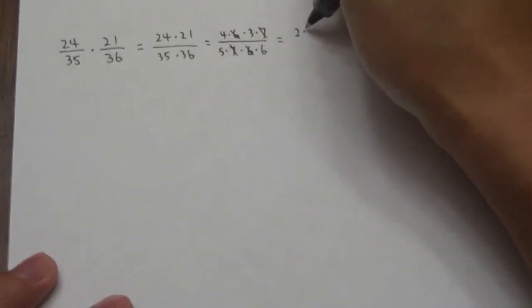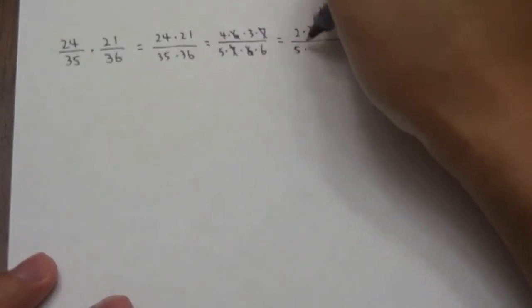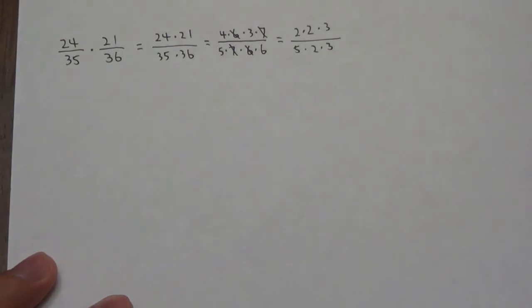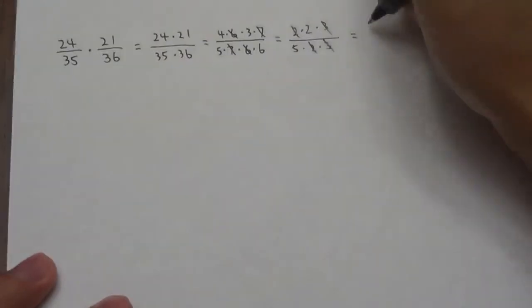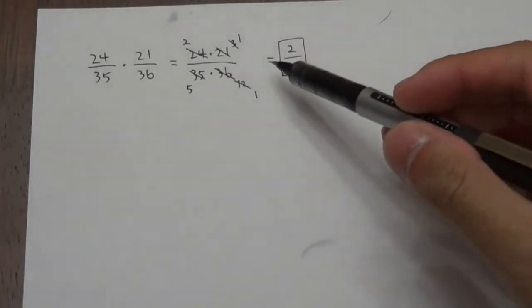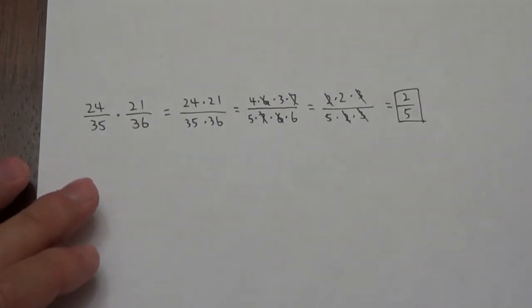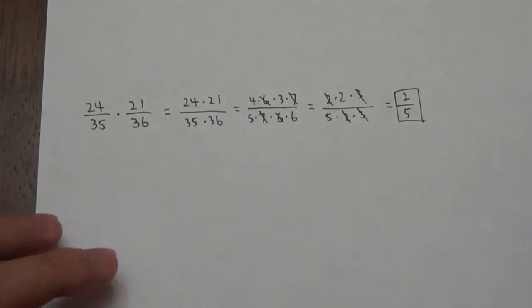So 4 can be further reduced to 2 times 2. I still have the times 3 there. And then 5 stays 5, but then 6 can be reduced to 2 times 3. All right, and now I have more numbers I can cancel out, and then I'm left with 2 over 5, right? Which is what we got before, right? So as you can see, the two methods, this one takes a little longer, right? But there's not as much mental math involved, okay?